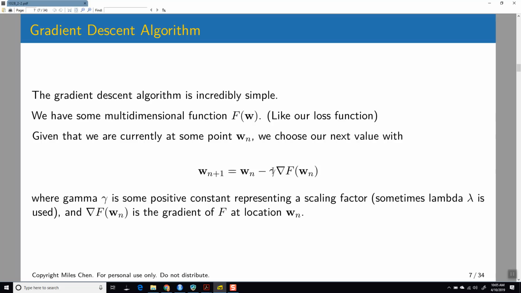Gamma is some constant representing how big of a step you're going to take. This is something you have to adjust depending on the function you're working with. But this is the entire algorithm. Your next location, W sub n plus 1, is your current location with a step moving in the opposite direction of uphill. Then you take a step, and now you're at a new location. You figure out which way is uphill, and you take another step downhill.